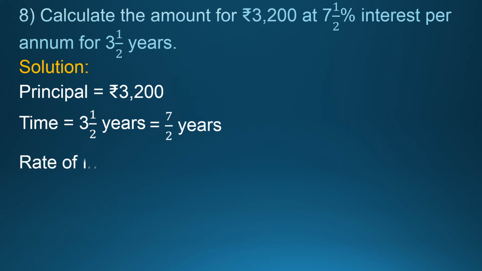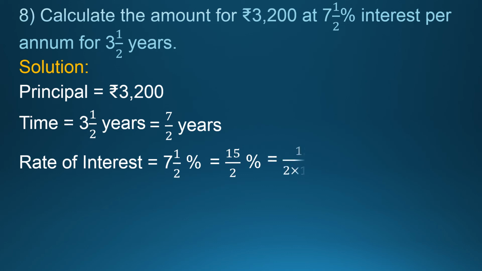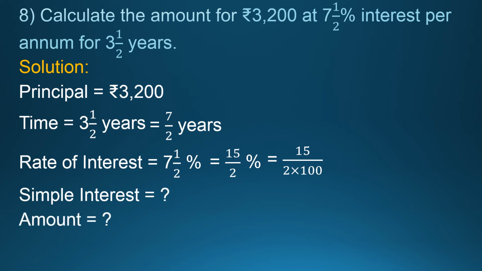Rate of interest is equal to 7 1 upon 2%. Again, 7 1 upon 2 is a mixed number. So let's convert them into improper fraction. 7 2s are 14. 14 plus 1, 15. So we get 15 upon 2%. And we know that if we remove the percentage symbol, divide by 100. So we get 15 upon 2 multiplied by 100. And simple interest we have to find out. And amount also we have to find out.